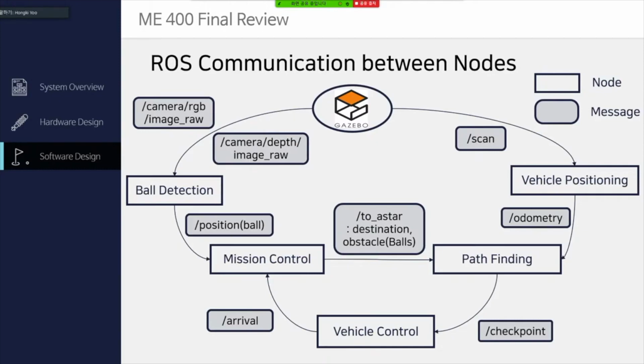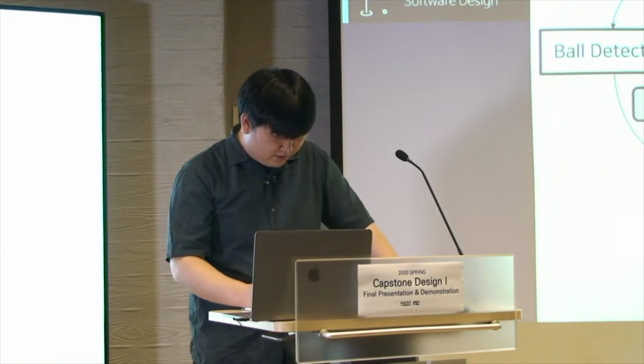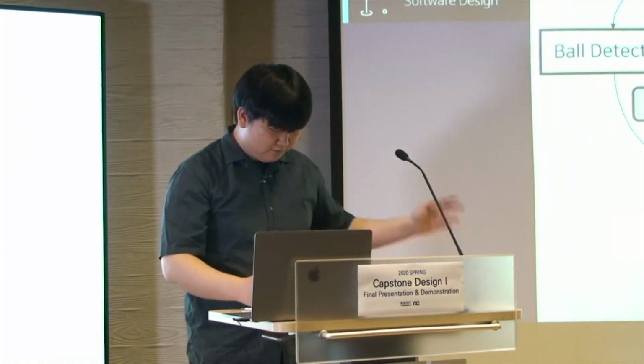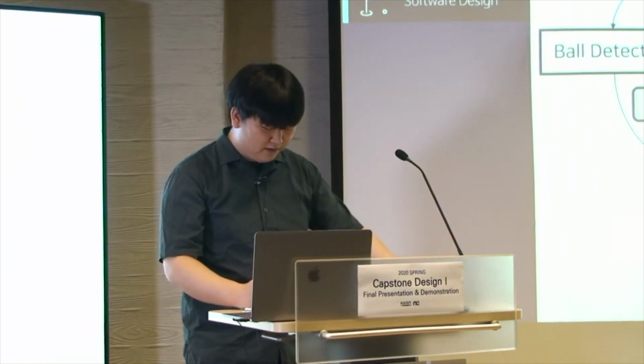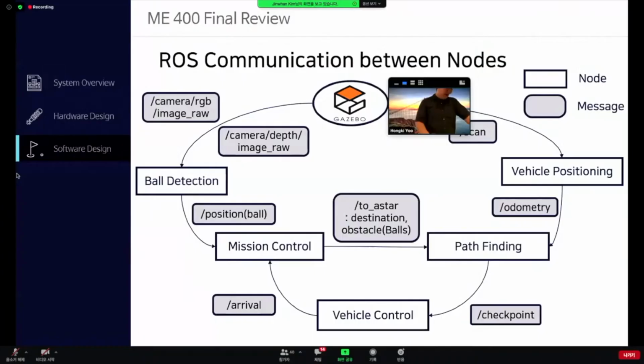The mission control node sends an order to the pathfinding node to find the route of the vehicle according to the progress state of ball harvesting. Then the vehicle control moves the vehicle based on this route provided by the pathfinding node. I will explain each node in detail in the following slides.